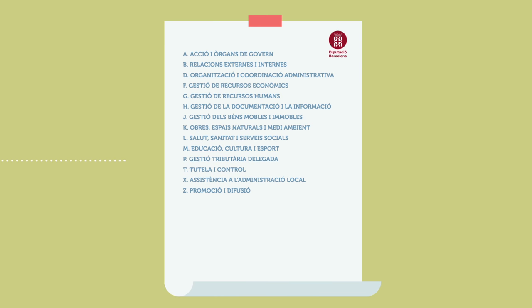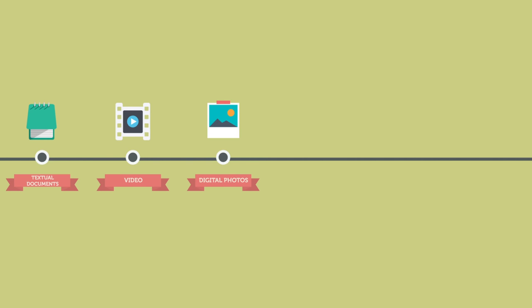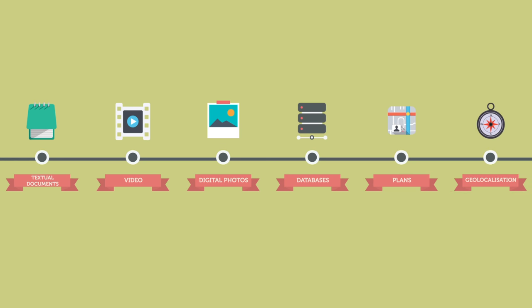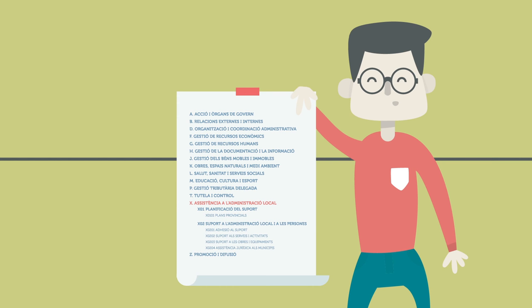With the classification scheme. This is a list of all past and current activities of the Barcelona Provincial Council that have generated any type of records. We understand records to be anything from textual documents to videos, digital photos, databases, plans or geolocalization systems, among others. By looking at the list, it will be very easy to get an idea of everything the Barcelona Provincial Council does.